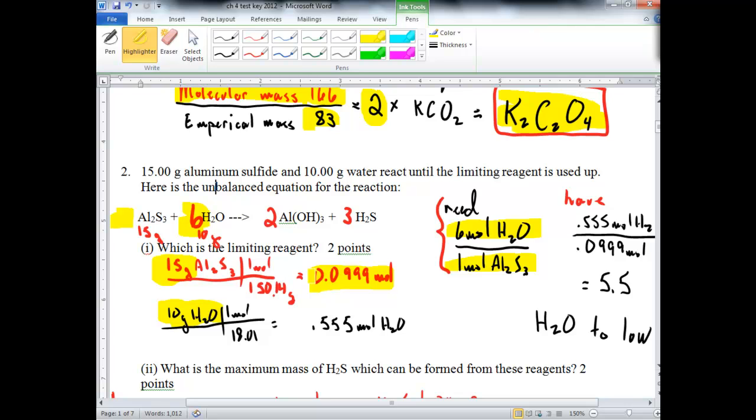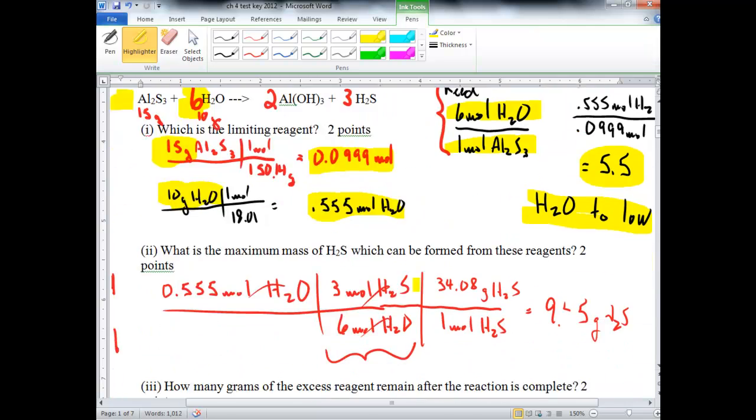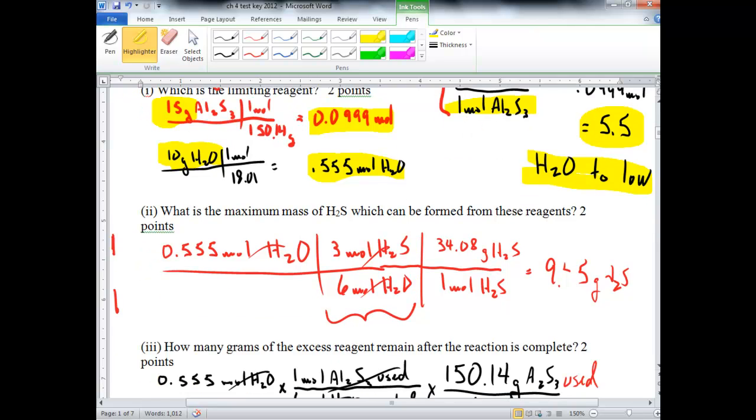Now there are several ways of doing this problem, but that's one of the ways. And so we're looking here at we have 0.09 moles of aluminum sulfide and 0.55 moles of water. Well, what is that ratio? Well, that's a ratio of 0.55 to 0.09, so a ratio of 5.5. Now you'll notice that in order to bring that to a ratio of 6 to 1, we would need more water. So the amount of water we have is too small. So water is the limiting reactant.